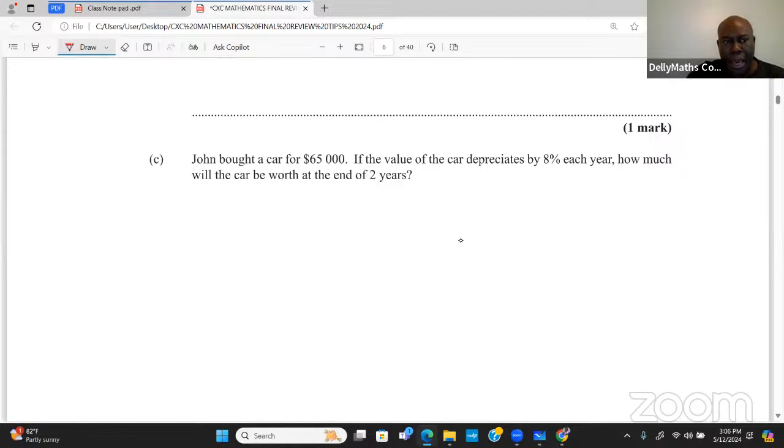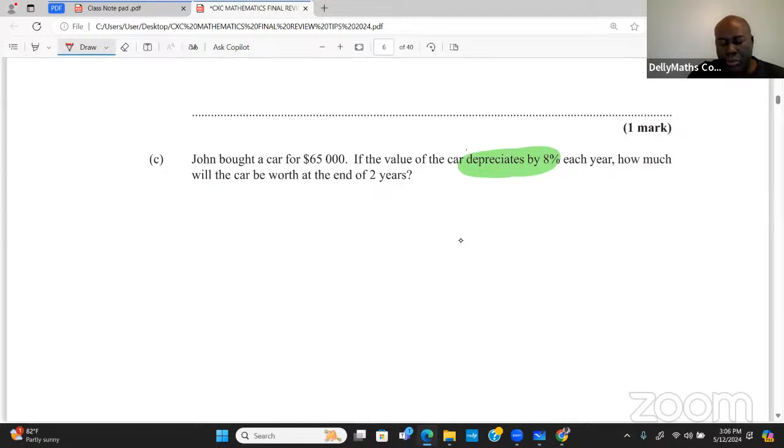So it says here, John bought a car for 65,000. If the value of the car depreciates, so this is the key here that we're looking at. And when something depreciates, we're losing value. So it depreciates by 8% each year, right? How much will the car be worth at the end of year 2?